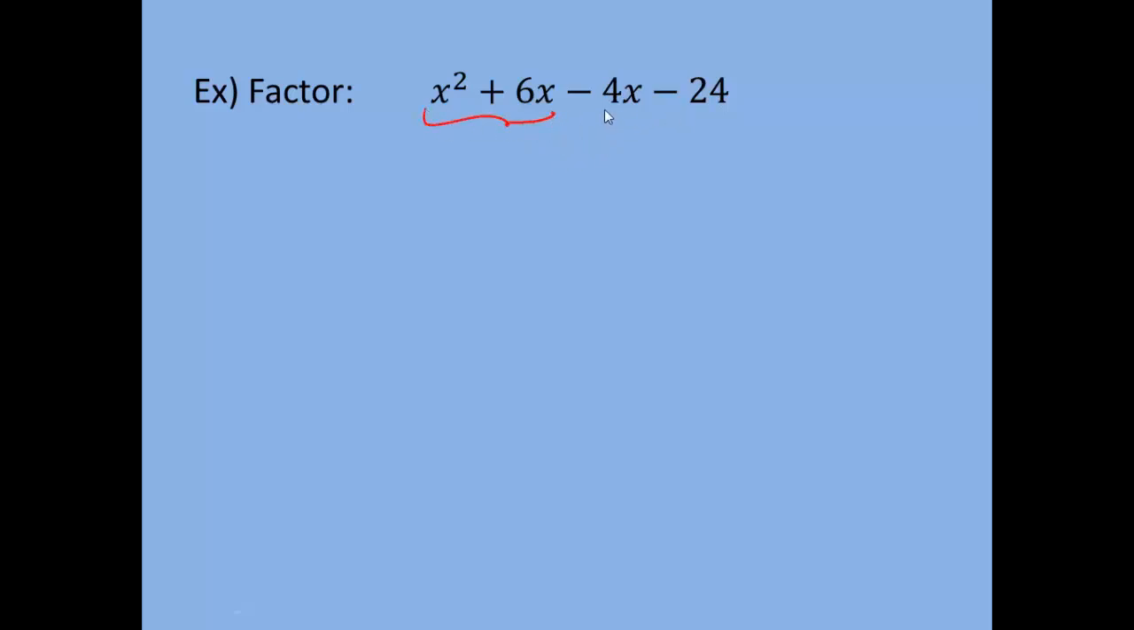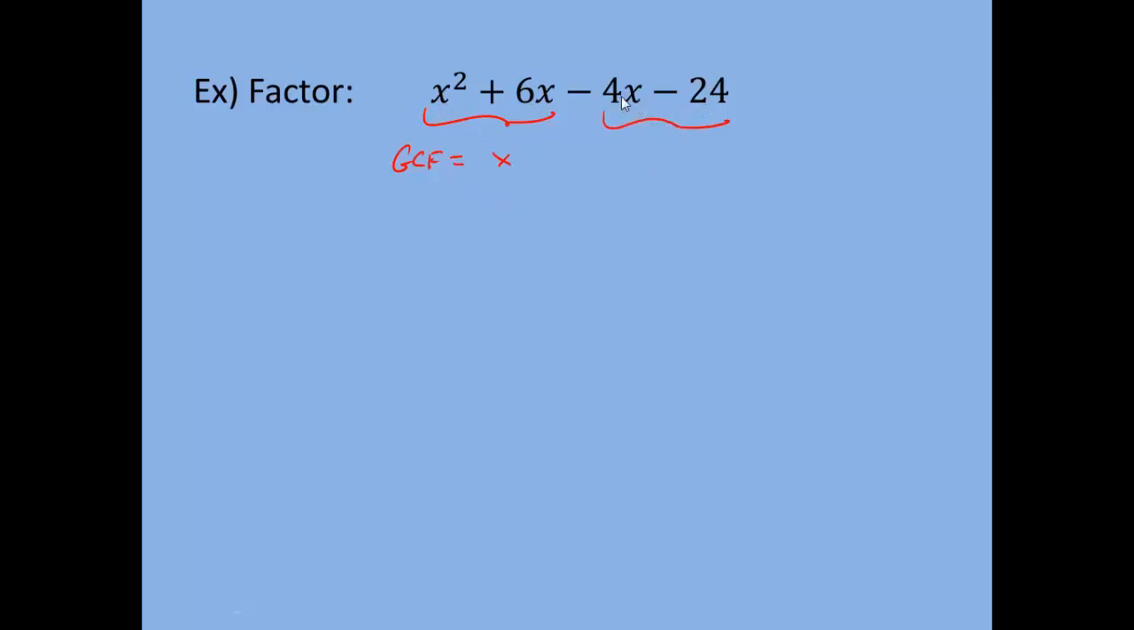So I'm going to take that first group of 2 and the second group of 2. And from this first group of 2, I'm going to factor out a GCF of x, right? Because x squared has a factor of x, and so does 6x. So the greatest common factor here is going to be x. For the second group of 2, we've got negative 4x minus 24.